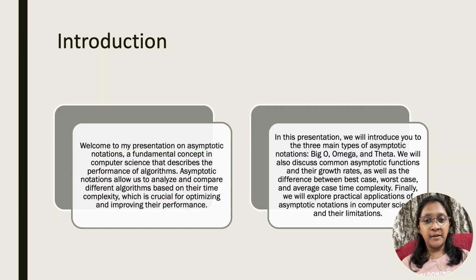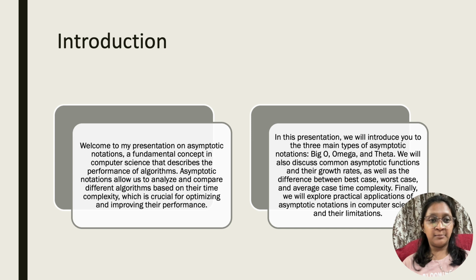Firstly, let me give the brief introduction of this topic. Welcome to my presentation on asymptotic notation, a fundamental concept in computer science that describes the performance of algorithms. Asymptotic notations allow us to analyze and compare different algorithms based on their time complexity, which is crucial for optimizing and improving their performance. In this presentation, we will introduce you to the three main types of asymptotic notations, that is big O, omega and theta.